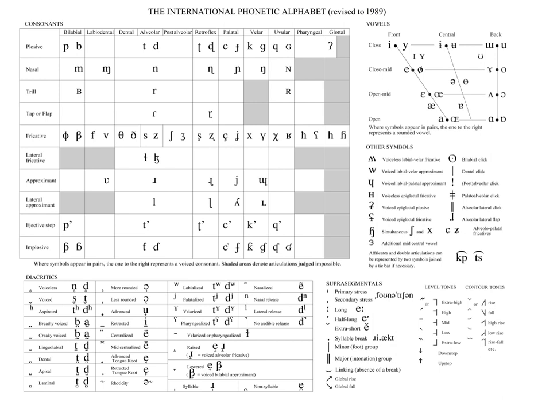Topic: 1928 revisions. In 1928, the following symbols were adopted: for lateral fricatives, for Polish S or Pekingese HS, and for Polish Z.